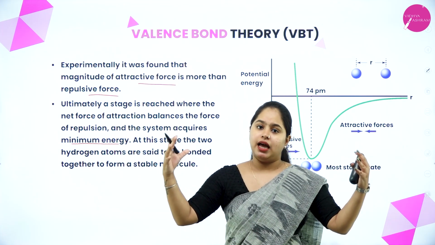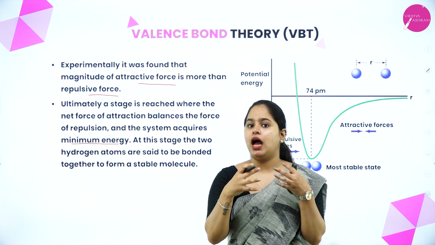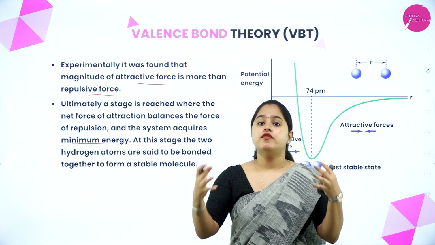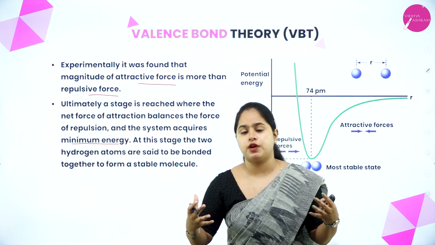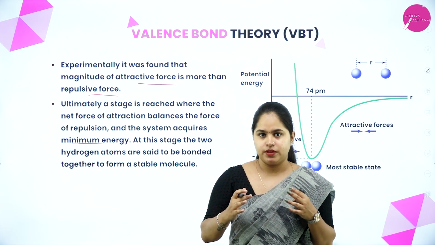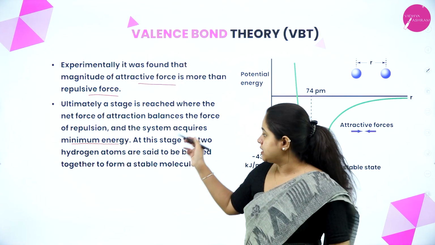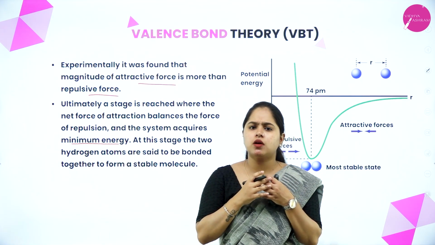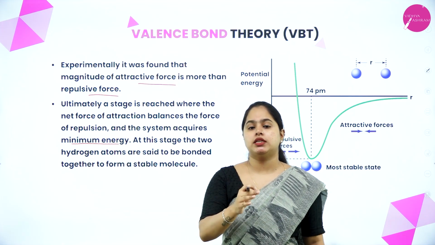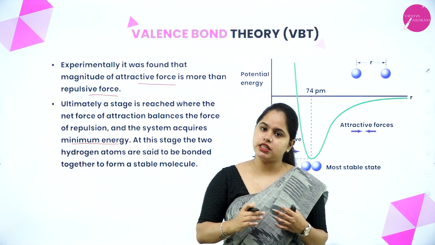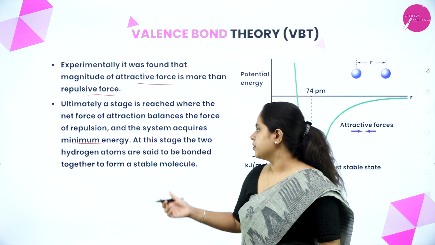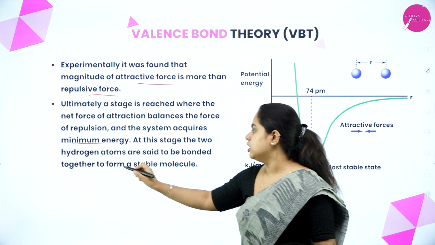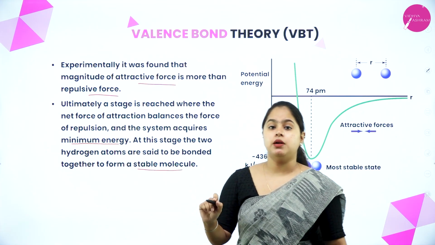The atoms keep on coming closer and closer to each other, and finally at a point, the force of attraction and the force of repulsion become equal. At this stage, the system acquires minimum energy. If the system is acquiring minimum energy, that means now it is highly stable. Minimum energy means maximum stability. At this stage, the two hydrogen atoms are said to be bonded together to form a stable molecule.